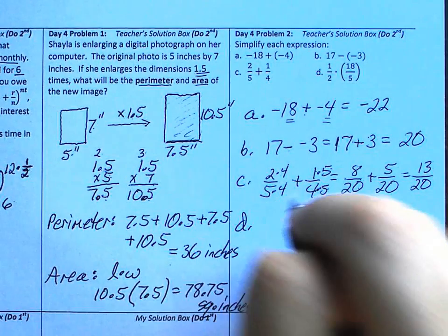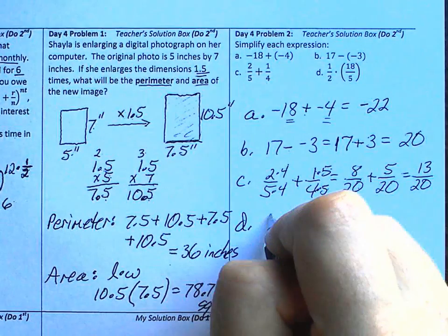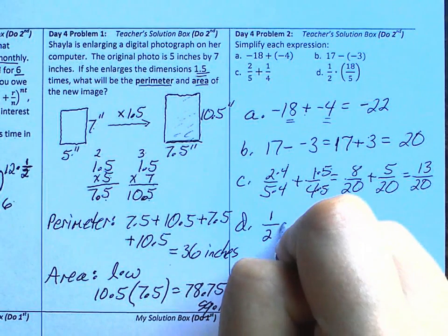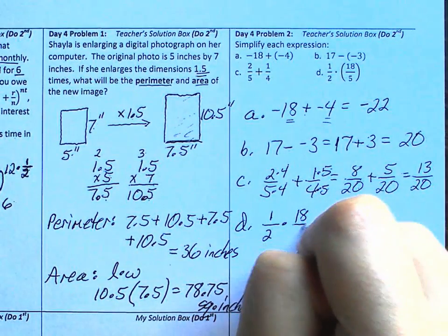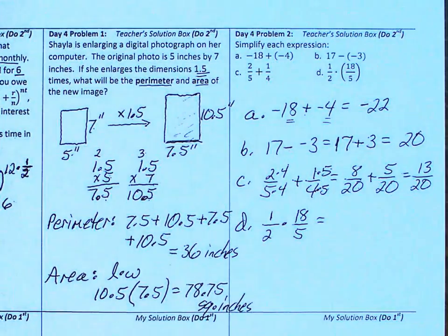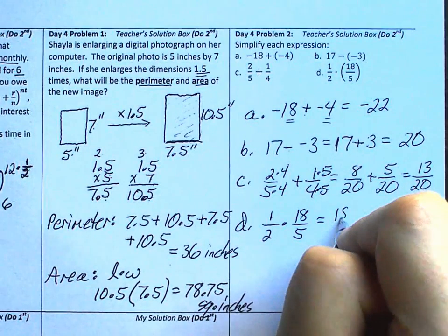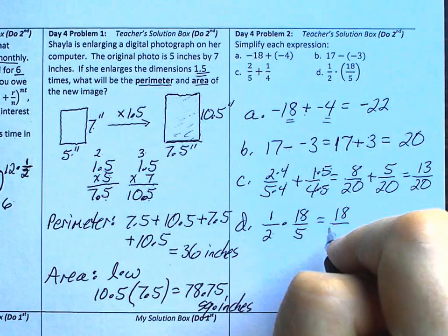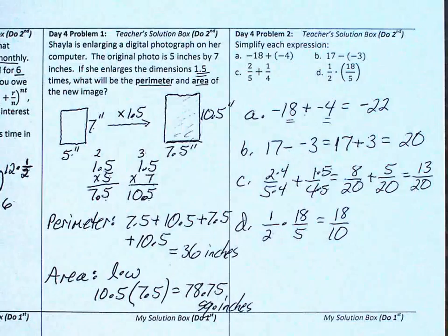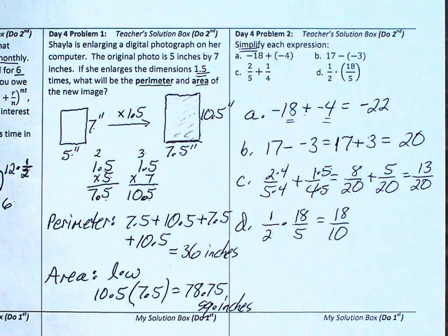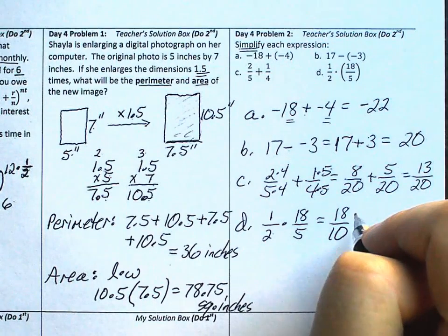Question D, multiplying fractions. Do you still remember how to do this? 1/2 times 18/5. 1 times 18 is 18. 2 times 5 is 10. 18/10. Okay. Now, we should simplify this, right? Because the direction said simplify. That to some people means reduce it. Maybe that word's familiar to you.